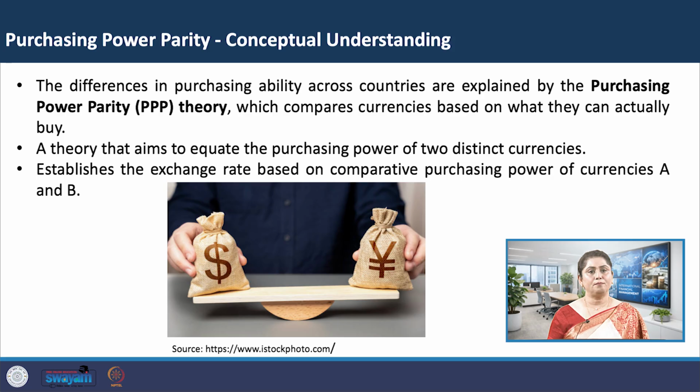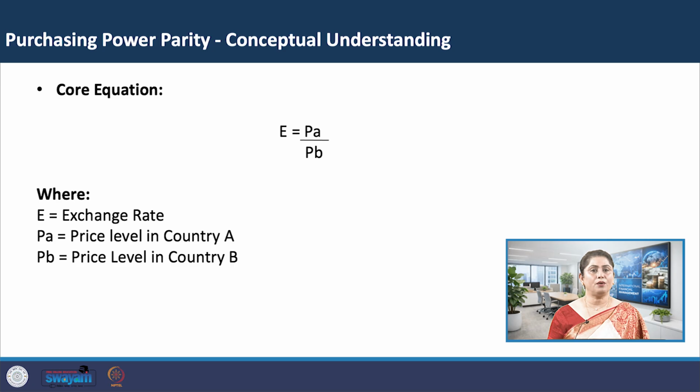Let us now understand what purchasing power parity formally means. Purchasing power parity is a theory that attempts to equate the purchasing power of two distinct currencies. It establishes the exchange rate based on the comparative purchasing power of currency A and currency B. Now, the core equation is E = PA / PB, where E is the exchange rate, PA is the price level in country A, and PB is the price level in country B.